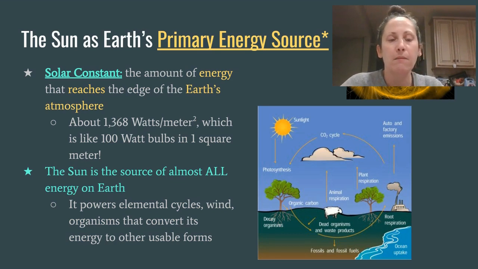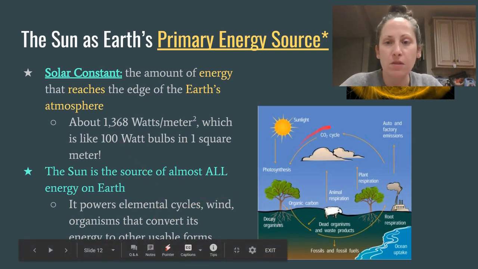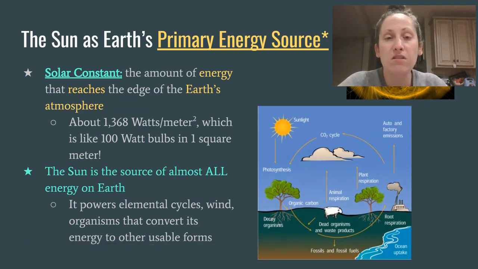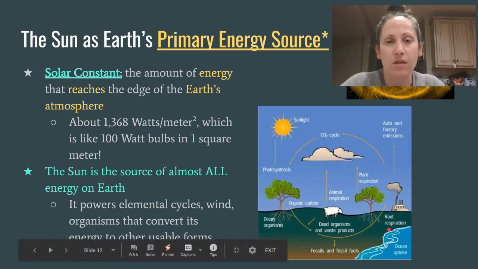Basically, every single energy process that happens on our planet is the result of the sun. All of these cycles that we see pictured here: carbon, the water cycle, respiration for plants, photosynthesis for plants, fossil fuels, and the burning of those. All of those processes are the result of the sun's energy and that solar constant that we receive.